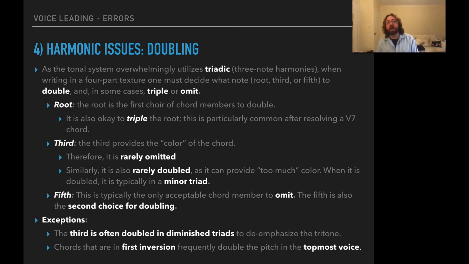The third provides the color of the chord. Therefore, it is rarely omitted. To invoke Mozart's Requiem again, at the end of the Kyrie fugue, he does have open fifths. And it's a very striking sound, and it's used, I feel, for a very purposeful effect. But most of the time, for the rest of the Requiem, he uses thirds. So it's a very rare occurrence that it's omitted. So always try to include the third.